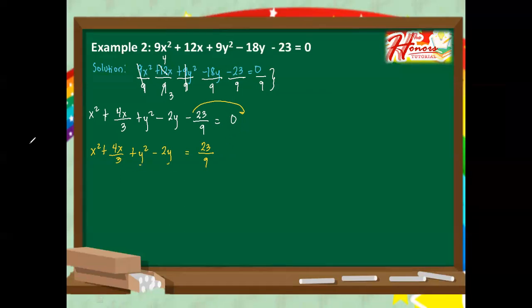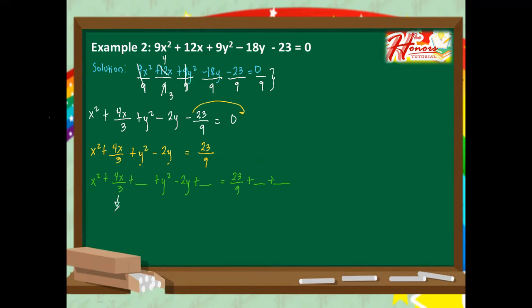Next, let's do completing the square. So let's have x squared plus 4x over 3 plus blank, plus y squared minus 2y plus blank, equals 23 over 9 plus blank and plus blank. It is because we have to balance our equation. What you do at the left side of the equation should be done at the right side for it to be balanced. Let's proceed.